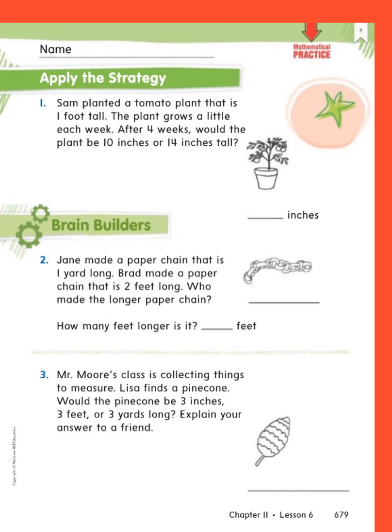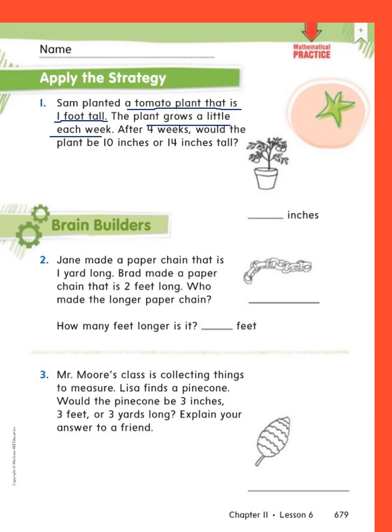So, number one, Sam planted a tomato plant that is 1 foot tall. Okay, a tomato plant that is 1 foot tall. The plant grows a little each week. After 4 weeks, what would the plant be? 10 inches or 14 inches tall? I'm not going to circle it because I don't want to block out any of the text.